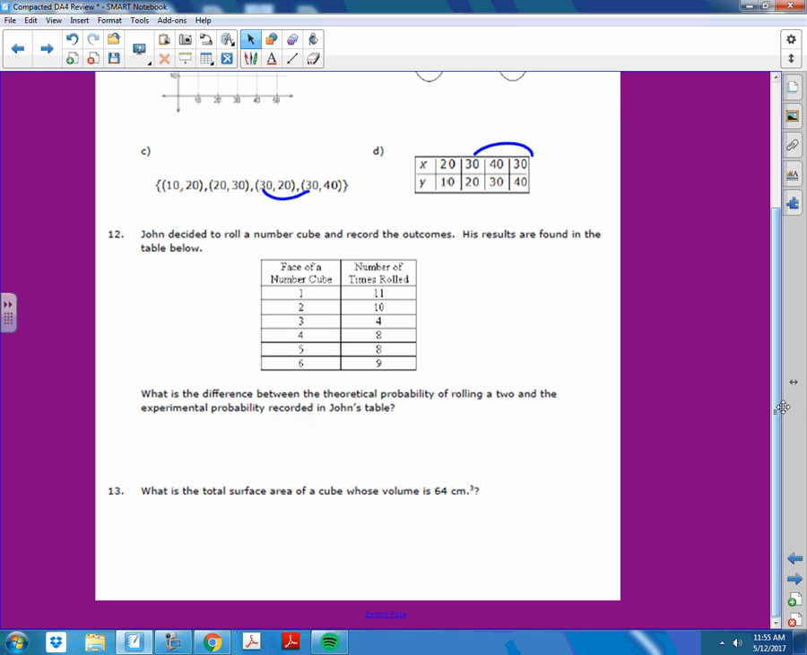Number 12 is 1/30th. Number 13 is 96 square centimeters.